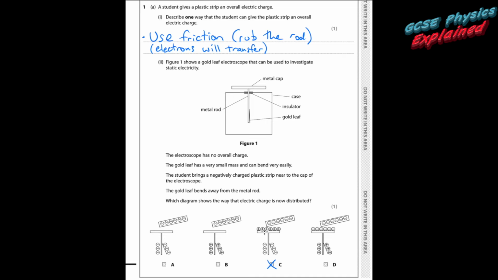These negative charges would have started up the top here. So this overall charge at the top would have been 0 at first.